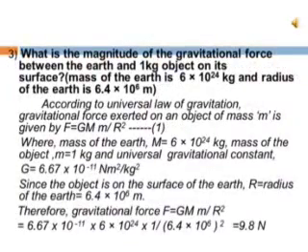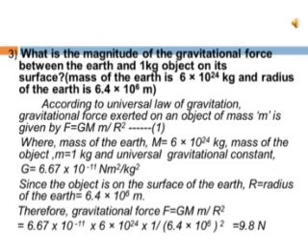Third question is, what is the magnitude of the gravitational force between the earth and 1 kg object on its surface? Mass of the earth is 6 into 10 the power of 24 kg, and radius of the earth is 6.4 into 10 the power of 6 meter. By applying universal law of gravitation, the gravitational force exerted on an object of mass m is given by F is equal to G capital letter M small letter m divided by r square.